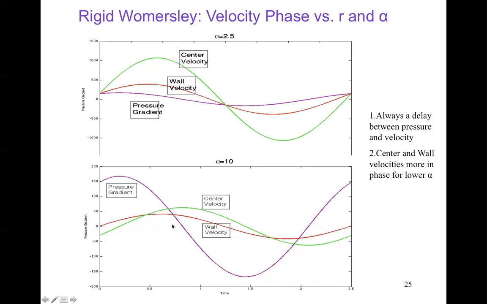As you go to alpha equals 10, velocities at the center and at the wall have more of a lag relative to the pressure, but still the wall velocity is closer to the pressure gradient in time, and the center velocity has more of a lag. So as alpha increases, you get more of a time lag overall between velocity and pressure, and the differences between the center velocity and the wall velocity become greater as alpha increases. Okay, so that's rigid Womersley flow.